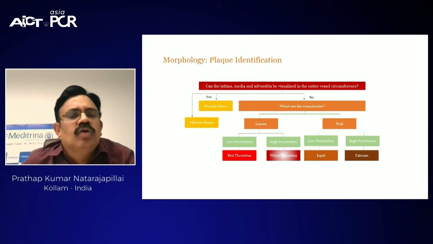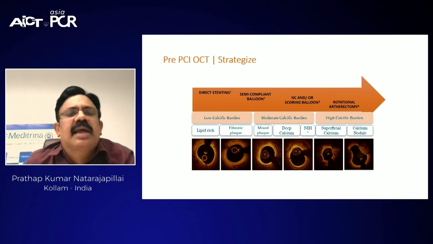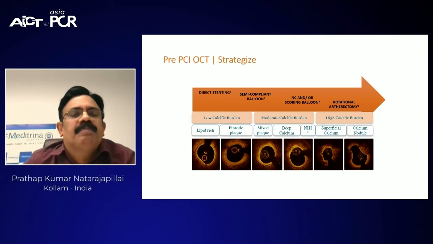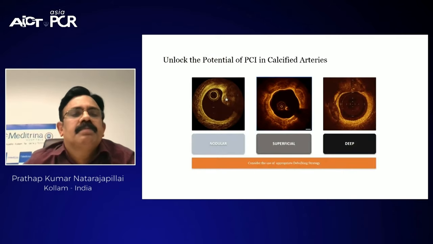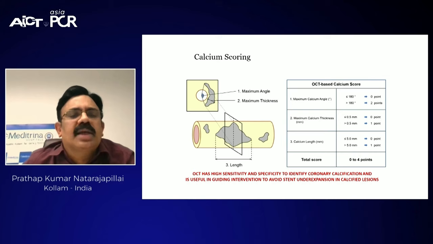We will look at whether the lumen is well seen; then we don't have to worry about that. It can be a normal lumen or fibrous tissue. If the lumen is abnormal, it can be red thrombus or white thrombus. If the wall is abnormal, it can be lipid, light blue, or calcium. For calcium, with a fibrotic plaque or calcified nodule, we have to go to atherectomy. Calcified lesions can be nodular, superficial, or deep. So we will be looking at the calcium score.